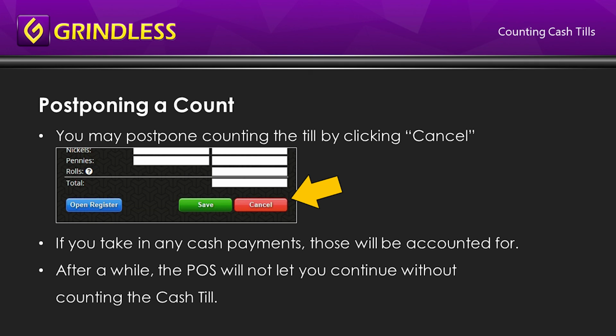After a short period of time, though, this grace period will end, and you will be required to count the cash till before proceeding. If the till count is too delayed into the day, it becomes harder to identify when a discrepancy happened, and so it's important to take care of the count as soon as possible.